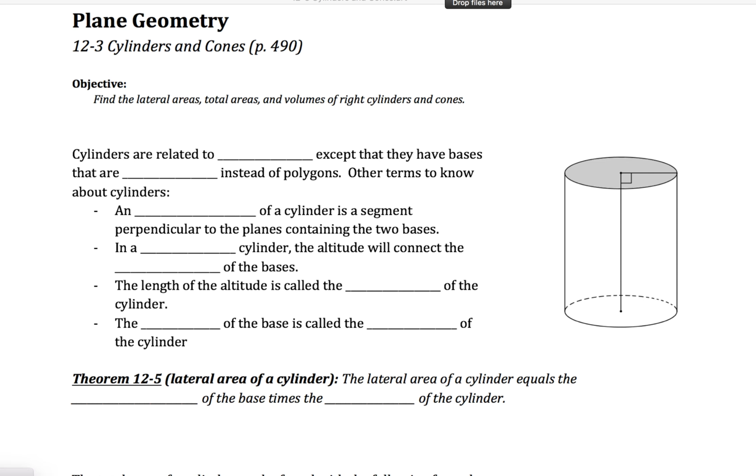All right, hello again, everyone. For this video, we're going to be taking a look at cylinders and cones, and we'll be finding the lateral area, total area, and volume of those things. So let's jump right in and talk about cylinders first.